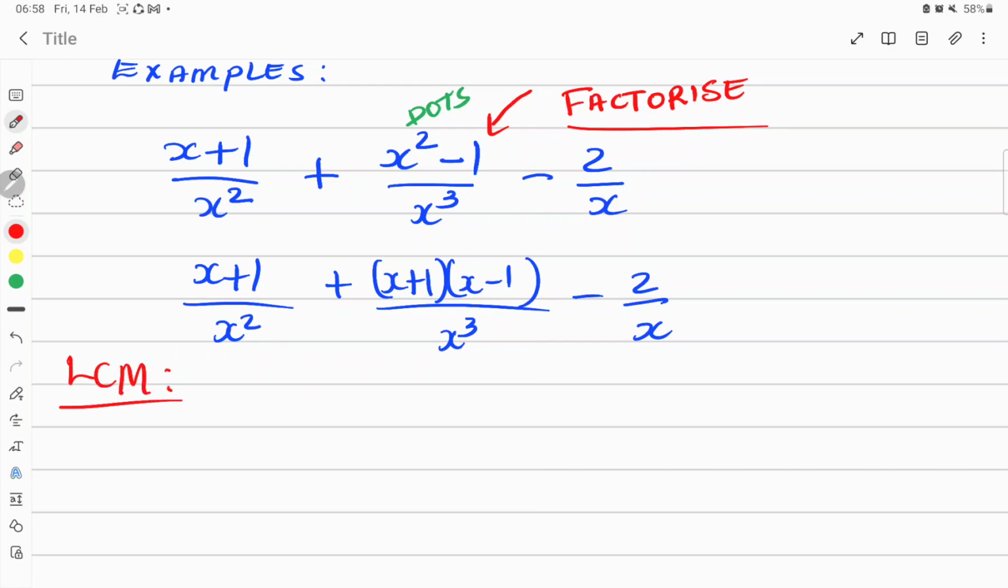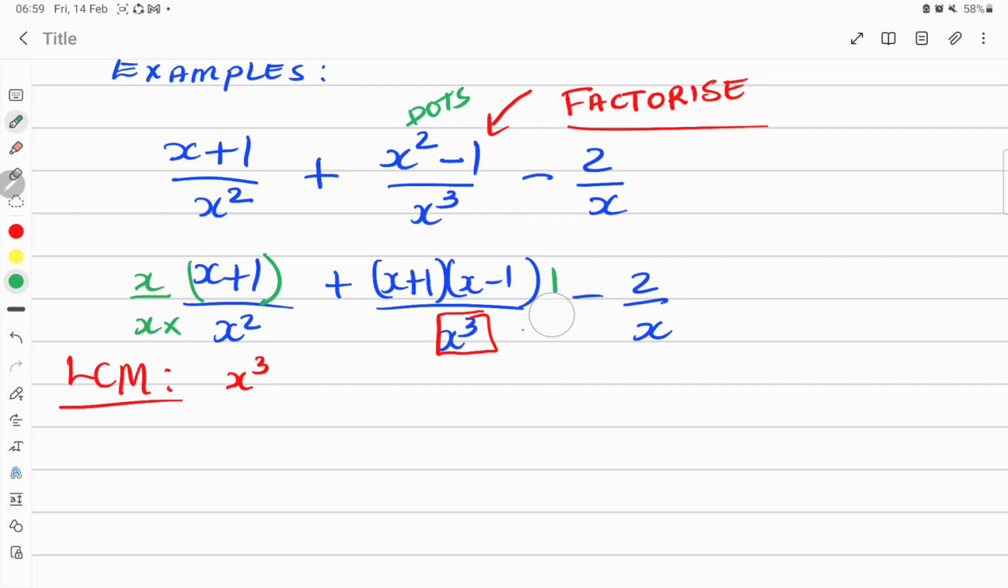Let's call it LCM instead of LCD, because LCM, remember grade 9, lowest common multiple, whereby we take the highest exponent of the powers. So here is my highest exponent of the power. That is my LCM. Then it's going to be down there. Before then, I'm going to times here by x over x.